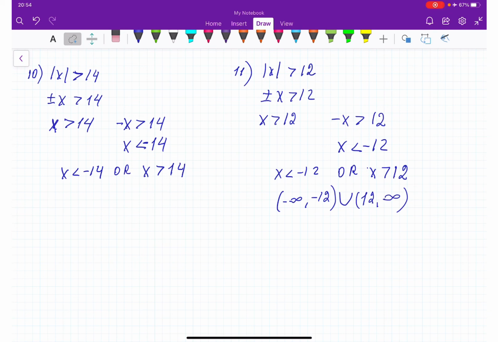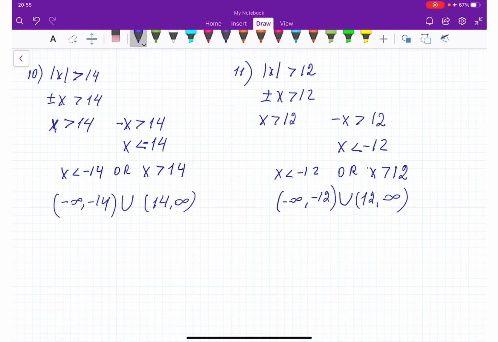Like this. I can write down this one also in this format. So less than negative 14, it's going to be from negative infinity to negative 14, because less than negative 14 is going to be negative infinity, yes? And more than 14, it's going to be from 14 all the way to positive infinity, and or will be represented like this.